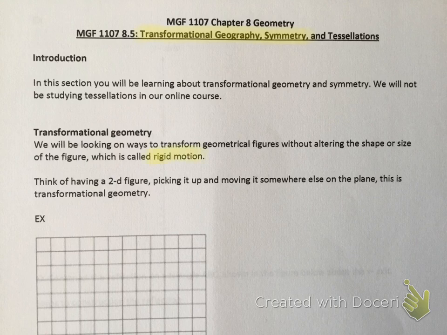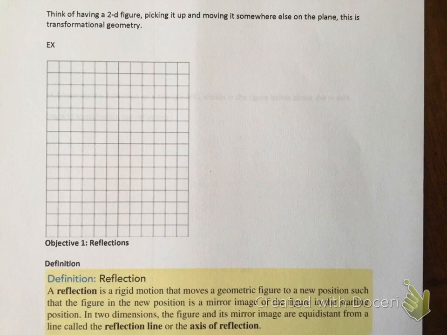Think of having a two-dimensional figure, picking it up and moving it somewhere else on the plane. This is transformational geometry. You can actually use transformational geometry to manipulate three-dimensional figures. So it would be like picking up something off your table and moving it to the couch. That would be an example of transforming a three-dimensional object. So when we talk about two-dimensional figures, we're just going to basically have a figure and we're going to move it someplace else on the plane.